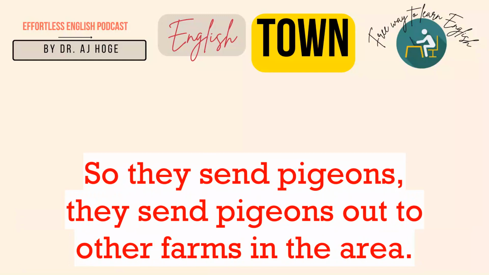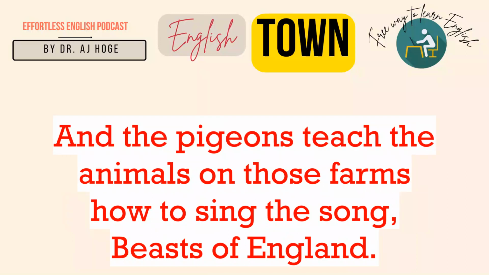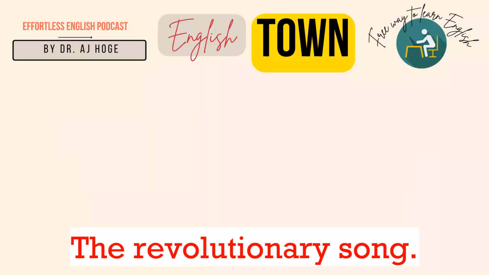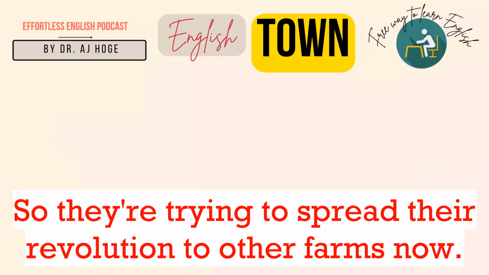So they send pigeons out to other farms in the area, and the pigeons teach the animals on those farms how to sing the song, Beasts of England, right? The revolutionary song. So they're trying to spread their revolution to other farms now.